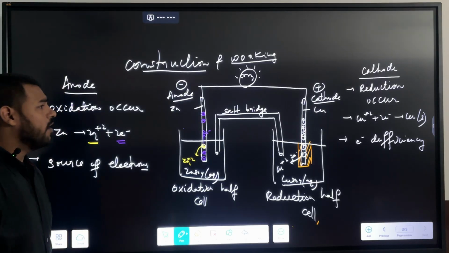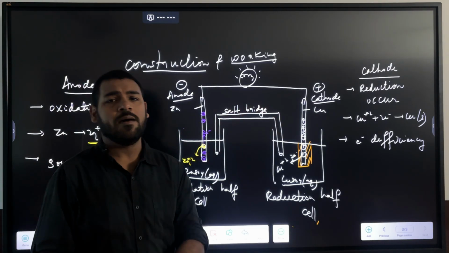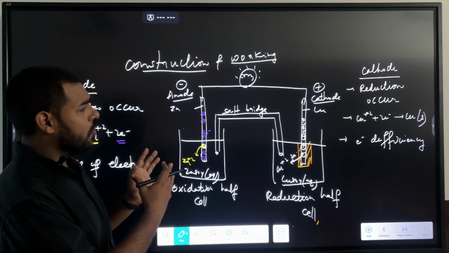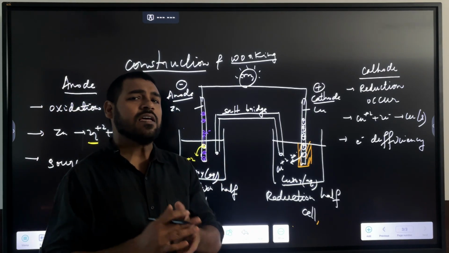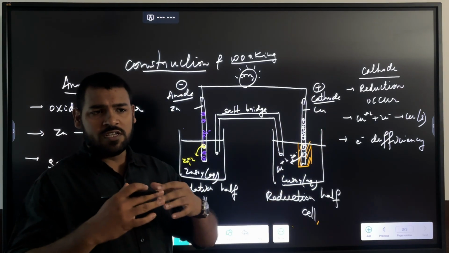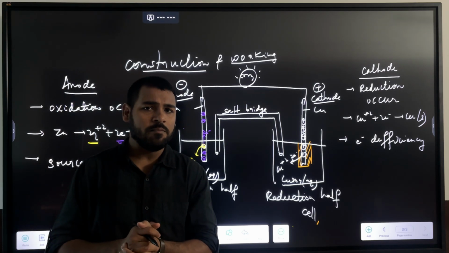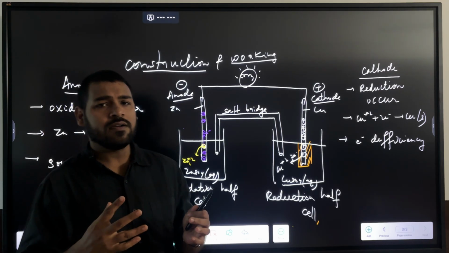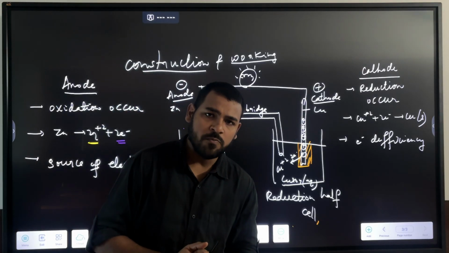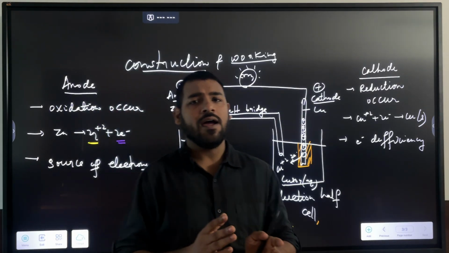In the anode we have negative charge, in the cathode we have positive charge. So we have more electrons in the anode, and a deficiency of electrons in the cathode. Due to the difference in electron number, because we know that higher concentration will move to lower concentration, high voltage will move to lower voltage, and high height to low height.